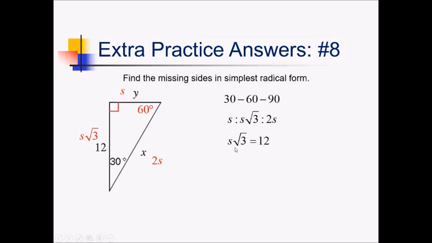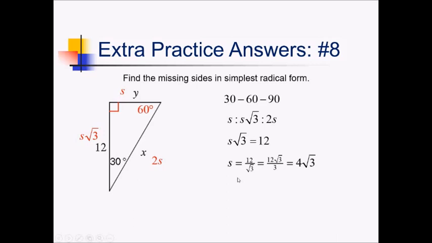Okay, so let's just divide by radical 3. So we have 12 over radical 3. And let me take a moment to simplify this. If I multiply by radical 3 over itself, I've got 12 radical 3 over just 3, which I can reduce to, let's see, 12 divided by 3, that gives me 4 radical 3. So that's the value of s.